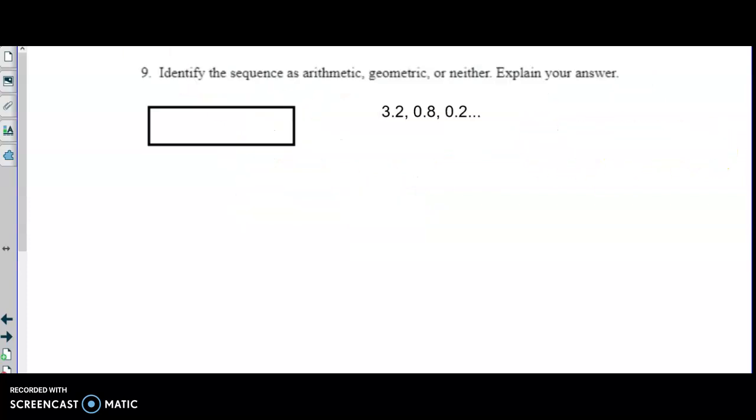Okay, here we go. Identify the sequence as arithmetic or geometric or neither, and explain your answer. Now remember, arithmetic sequences are when we add or get a common difference. Geometric sequences are when we multiply or get a common ratio. And there are definitely sequences that don't follow either. So let's check out this example right here. I always like to try to find the common difference first, but we can also try to find a common ratio if that does not work.